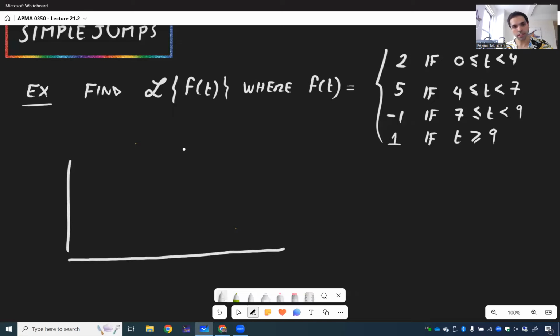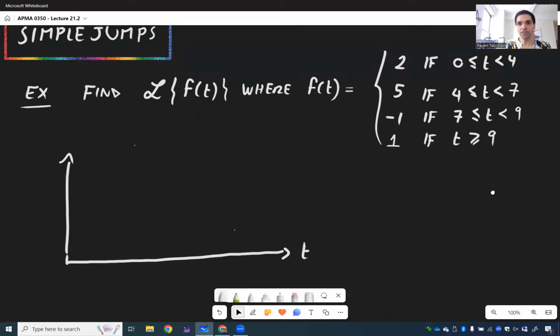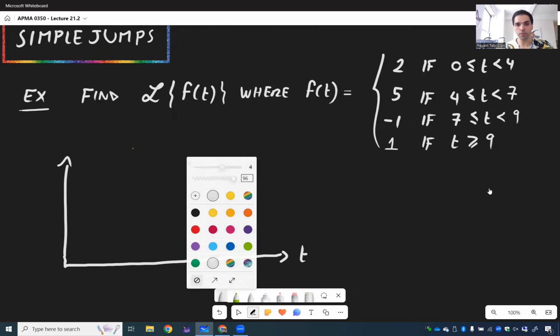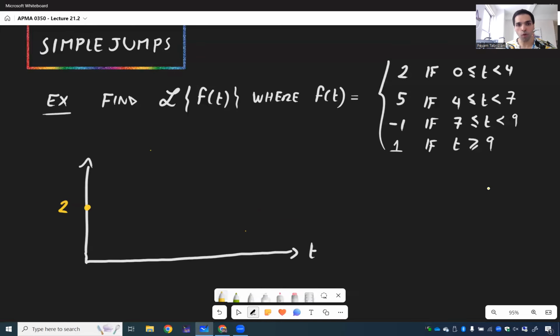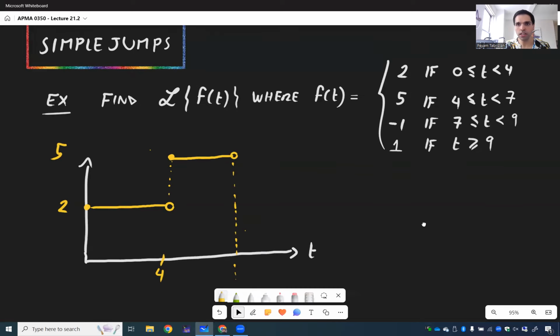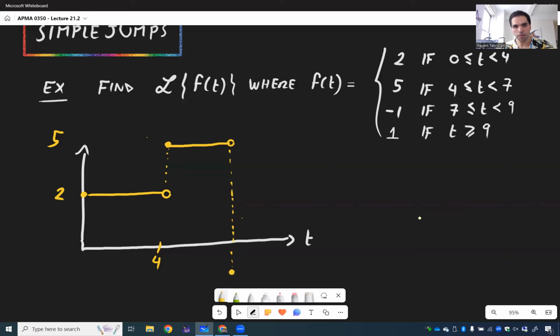This is maybe the t-axis, time, and then the values. So this function first starts at 2. Maybe here the value 2 until 4. And then at 4, it jumps up to 5. 5 until 7, at which point it goes down to -1. So even below the t-axis, this is -1, and that is at 7.